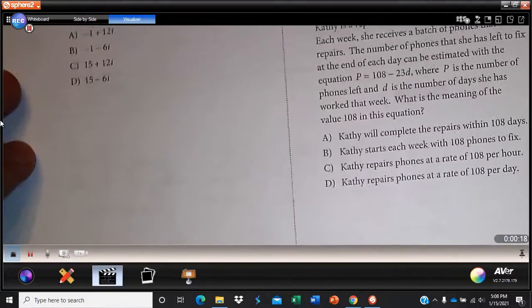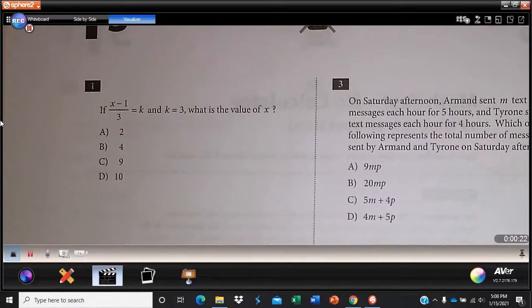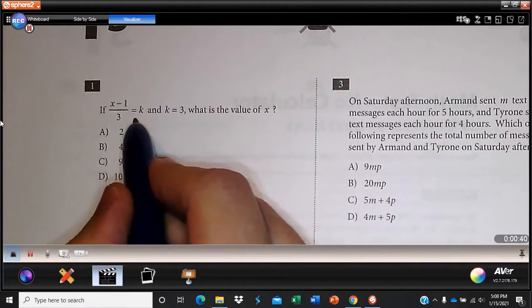So, jumping right into problem 1. Okay, if x minus 1 all over 3 is equal to k, and k is equal to 3, what is the value of x? Okay, so this looks like a simple algebra problem, so probably Algebra 1 level. What I see here is we have an equation. I know it's an equation because there's an equal sign.